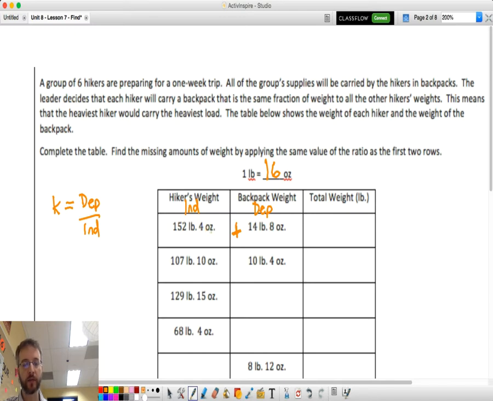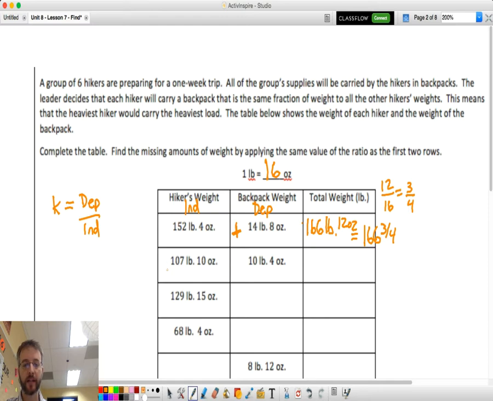152 pounds and 4 ounces plus 14 pounds and 8 ounces, we're going to get 166 pounds and 12 ounces. We could also write that another way. We could say that's 166 3/4 of a pound, because part of the challenge in this problem is having all these different units, and we really just want to focus on having this as just pounds. So we know 12 out of 16 is equal to 3/4, which is why here I'm going to say 166 3/4. How about the next one?